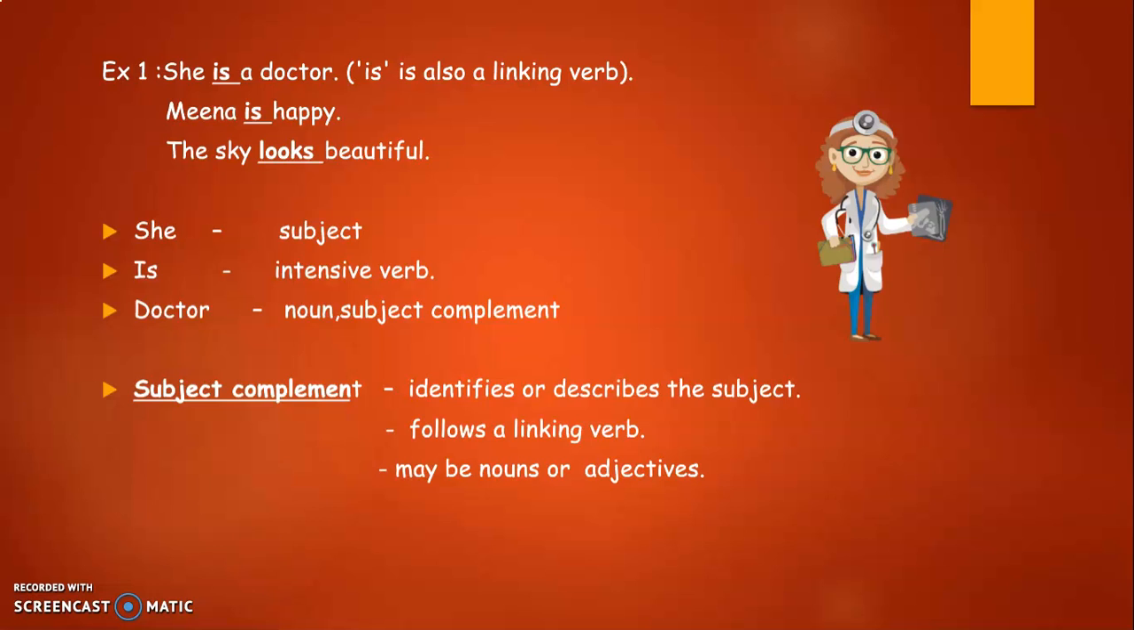Similarly, Meena is happy. Happy is an adjective because it is describing the quality of Meena. Hence, happy is also a subject complement, and is is an intensive verb. The sky looks beautiful. Looks is an intensive verb because it is followed by the subject complement beautiful. Here the subject is sky, and beautiful is the subject complement.